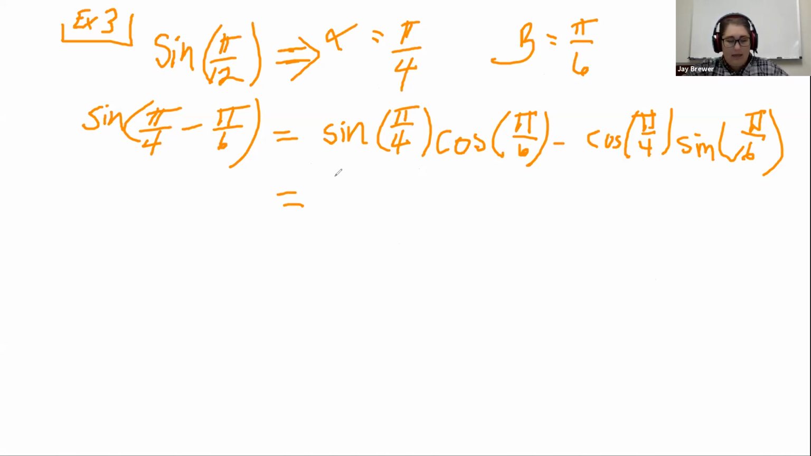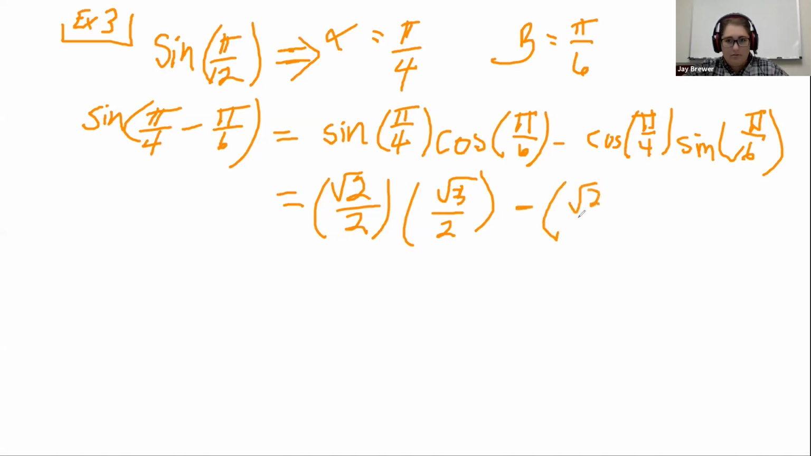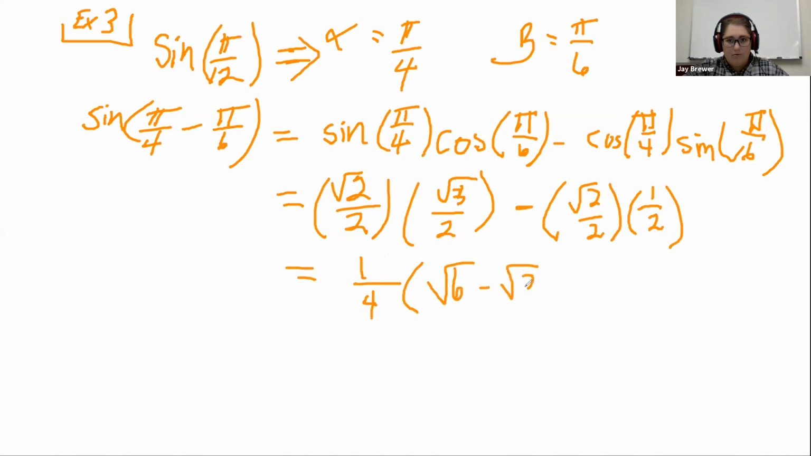All right, so then we get radical 2 over 2 times radical 3 over 2, minus radical 2 over 2 times 1/2. Again, you guys can all see that we have the same denominators. This time we can pull it out just because why not? So 1/4 times radical 6 minus radical 2.